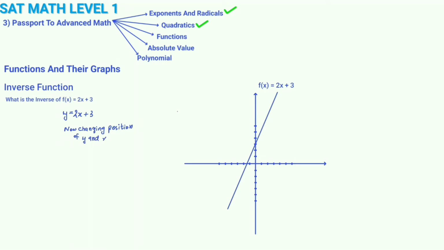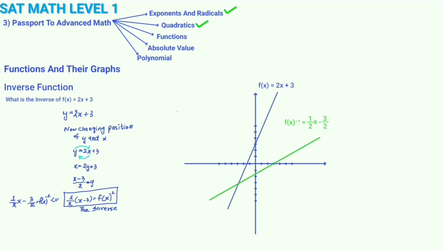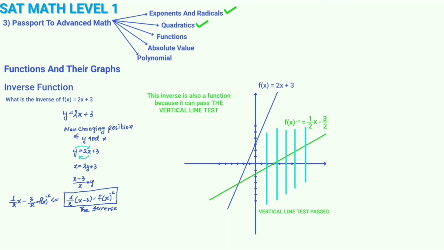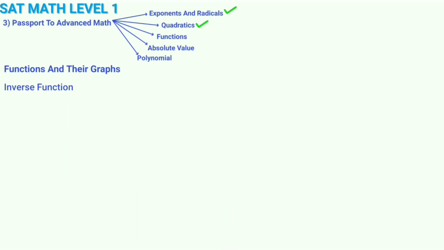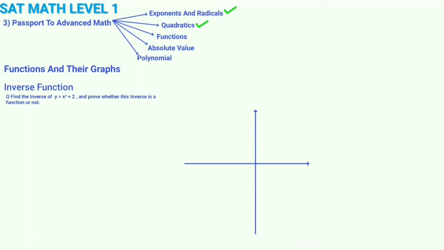See it carefully. Now change the positions of y and x. Change positions and then make y the subject, and there you go, you have found the inverse. And in a graph, the inverse would look something like this. If you pass the vertical line test, then you can say that the inverse of this equation is a function. Find the inverse of this and prove whether this inverse is a function or not.